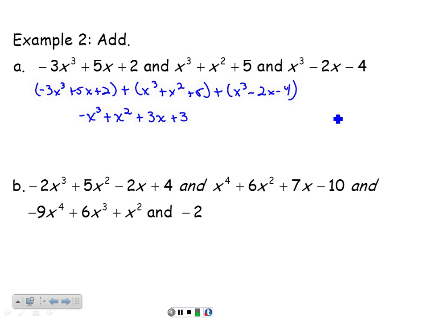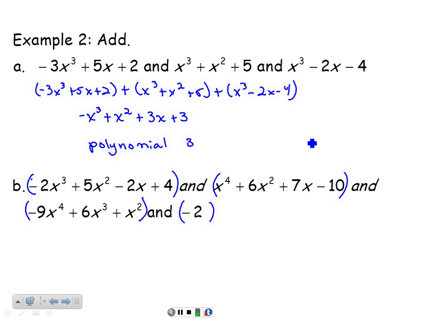Again, if I asked you to classify this, this would be a polynomial. Your answer: polynomial with a degree of 3. So let's look at this one. What I have is a quadrinomial or polynomial plus another polynomial plus another trinomial plus a monomial. So I have 4 things that I need to combine.